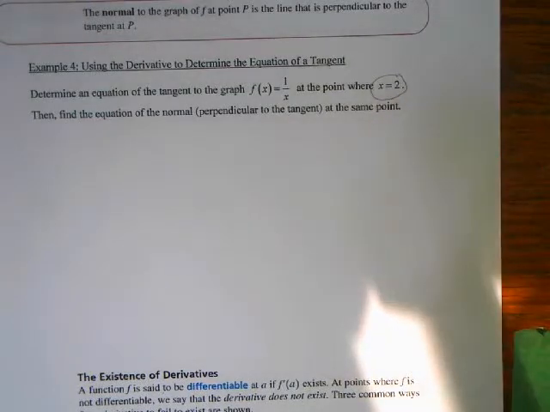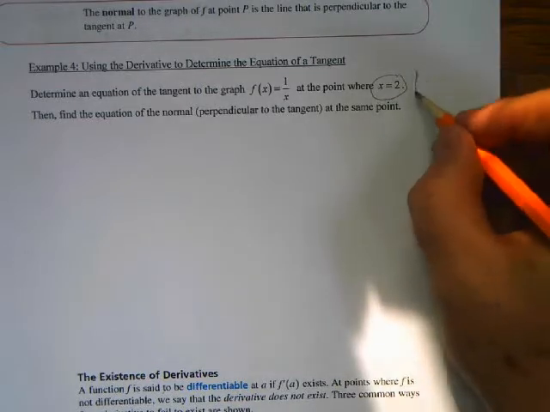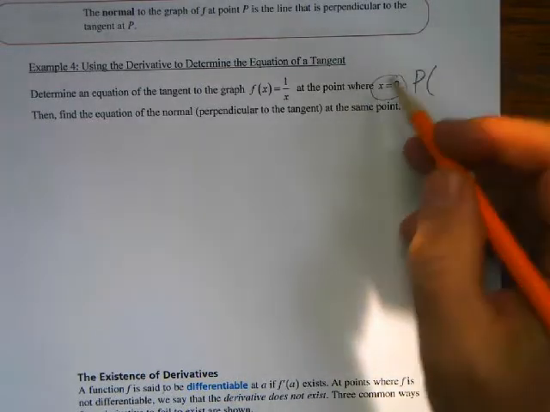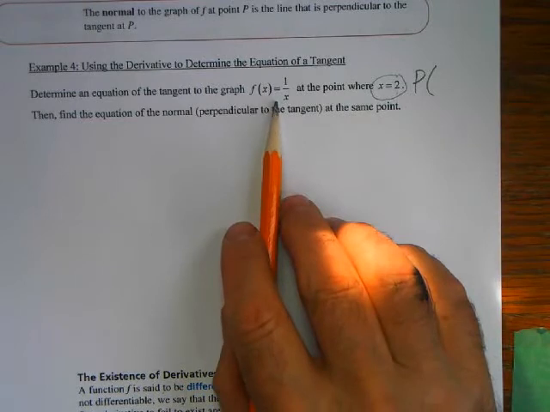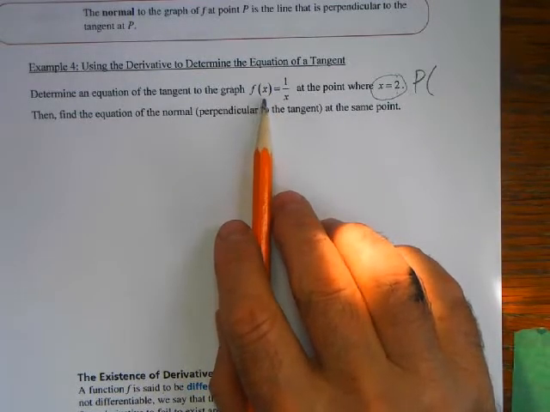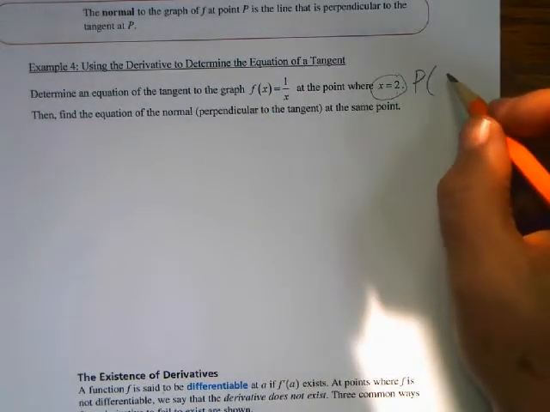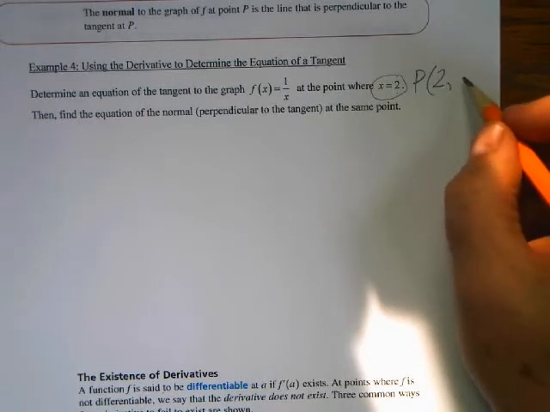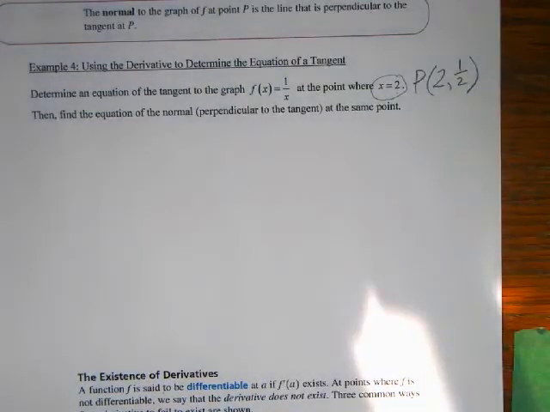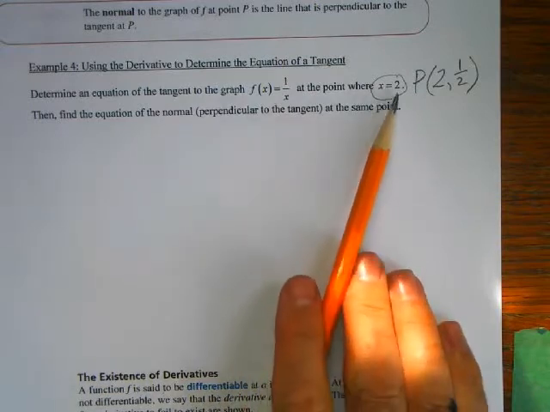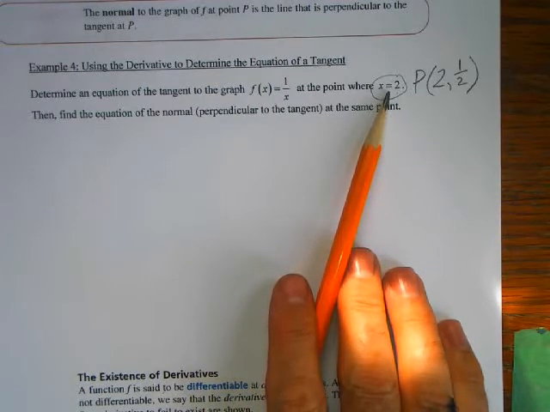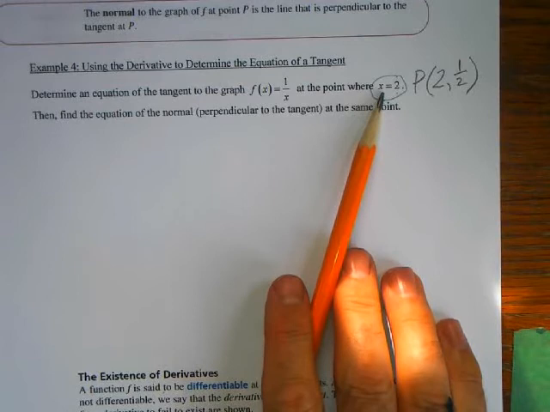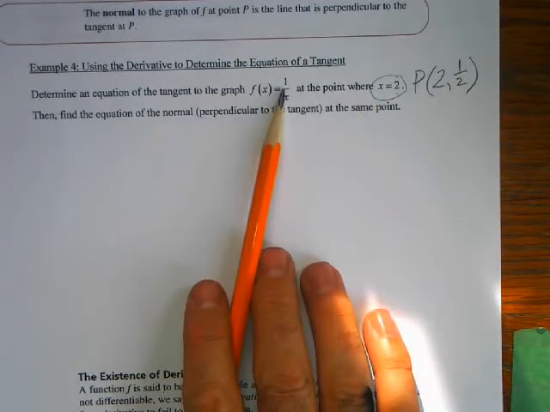We're looking at the point on the graph. If we plug x equals 2 into f of x, f of 2 is 1/2. So the point where we're looking to find the slope of the tangent and the slope of the normal as well is at (2, 1/2). Sometimes they'll give you the point with the x and y value, and sometimes they'll just give you the x. So it's easy, just plug that back into f to get the y coordinate, because we're going to need that later.